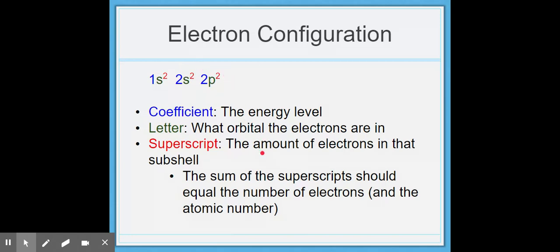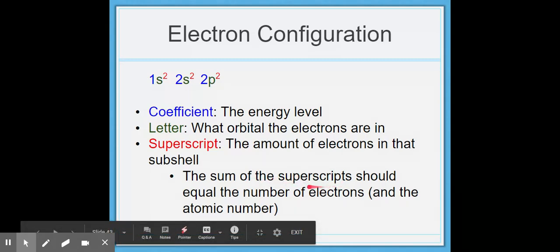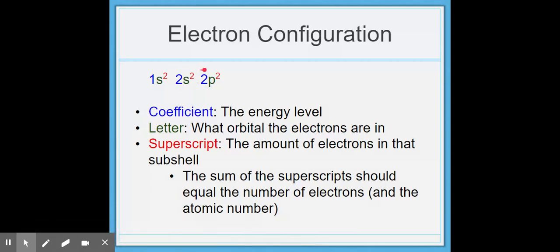A little trick to knowing if you did it right is that the sum of the superscripts, if you add them all up, should equal the number of electrons you want, which, if our atom is neutral, is also the atomic number. The atomic number for carbon was 6, and we had 6 electrons. So 2 plus 2 plus 2 gives us 6 electrons.